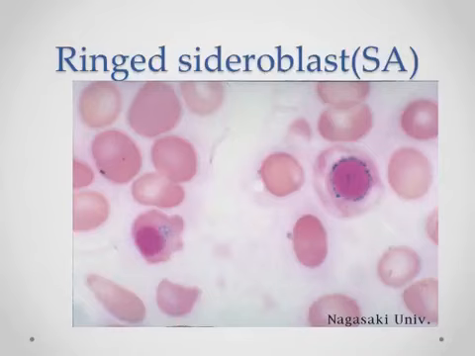Sometimes it occurs in myelodysplastic syndrome, at a specific stage which is called RARS, refractory anemia with ringed sideroblasts. In this condition the ringed sideroblasts represent more than or equal to 15% of bone marrow normoblasts.